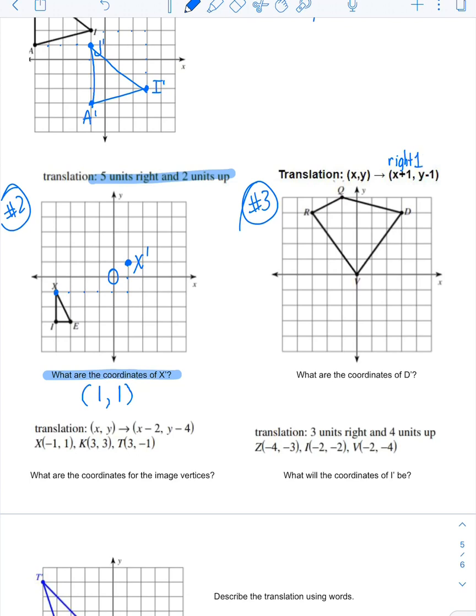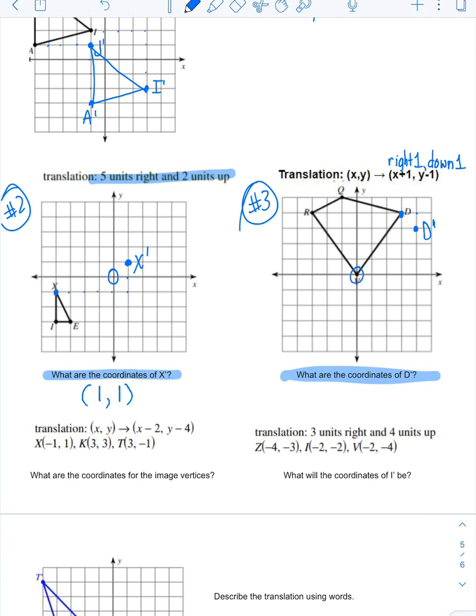And y minus 1, remember y goes up or down, and negative is down, so I go down 1. So I have to interpret my rule. And then, guys, look, it only asks what are the coordinates of D prime. So I don't have to mess with any of those points except for D. So I'm going to go to the right 1 and down 1. That's my D prime. Now to find the coordinates, I start fresh.